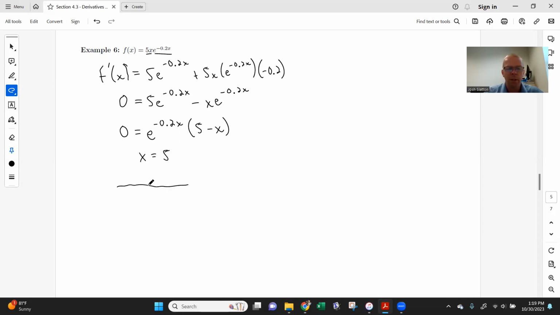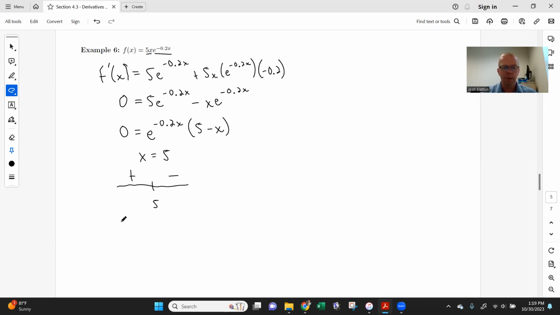And now we can do a similar thing. Of course, you can pick points and plug them in and do a test point, but you can also use a little shortcut. This is always positive because we're only concerned with, are we negative or positive? This is always positive. So the sign of the whole expression, or the whole first derivative, depends on 5 minus x. So if 5 minus x is positive, the whole thing is positive. If 5 minus x is negative, the whole thing is negative. So when we plug in 0, say, it's going to be positive. So it's positive over here, it's negative over here.